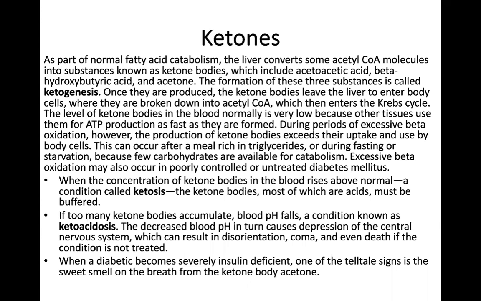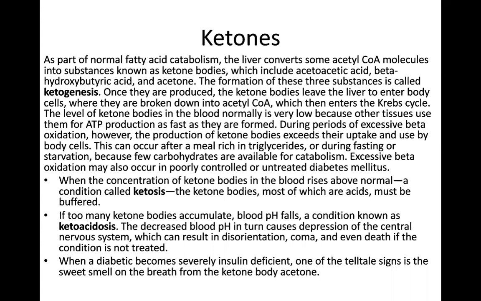the Krebs cycle. The level of ketone bodies in our body is normally very low because other tissues use them for ATP production as fast as they're being formed. During periods of excess beta oxidation, however, production of ketone bodies can exceed their uptake and use by our body cells. So we make more than we can use, essentially. This happens after you eat something really rich in triglycerides, when you're in a fasting or starvation state, because there's not many carbs available for catabolism.